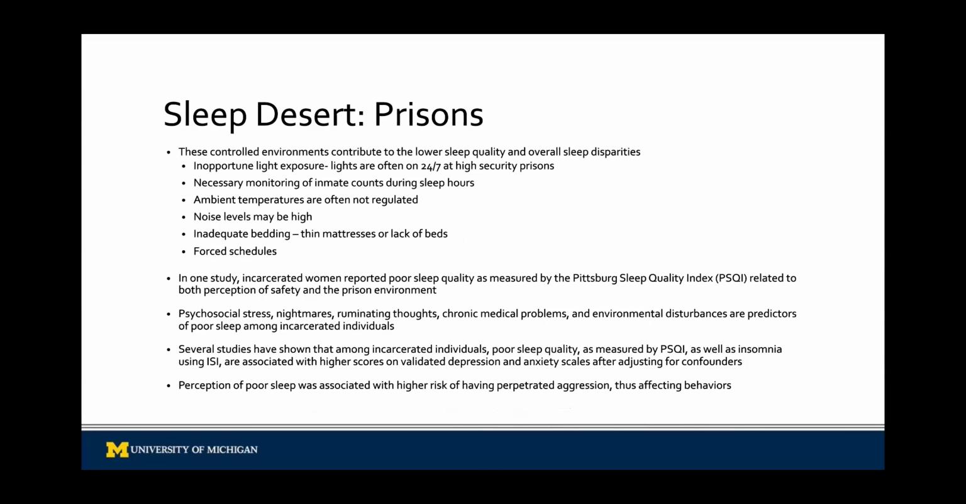A prison environment could also be a sleep desert. These prisons tend to be highly controlled environments and can contribute to lower sleep quality and overall sleep disparities. Oftentimes in high security prisons, there may be 24/7 lights on for continued monitoring, and there are necessary inmate counts that occur during sleep hours that can disrupt sleep. Within the prison, there may not be adequate bedding as well, or the bedding is very thin and uncomfortable.